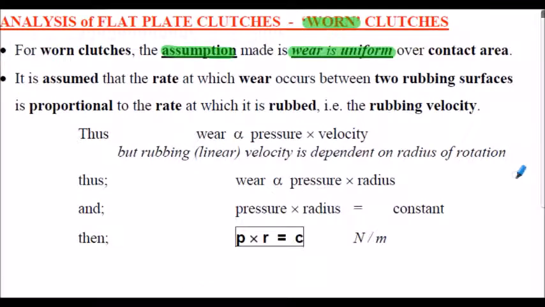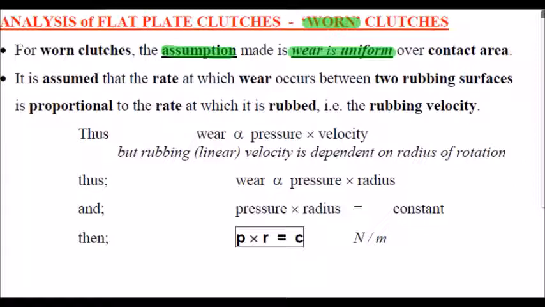We're now going to look at what's called worn clutches. Now, in a worn clutch, we assume the wear is going to be constant across the surface, not the pressure. So it's a different assumption made here. What it boils down to is that wear is related to velocity, and linear velocity, if you remember what we discussed in the previous sessions, relates to the radius. The further out you are from the center, the bigger the linear velocity. The angular velocity remains constant, but the linear velocity increases. So wear is basically related to velocity, and velocity is related to the radius.